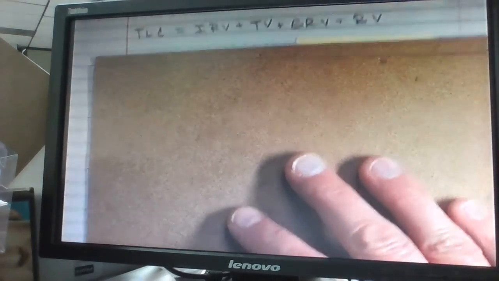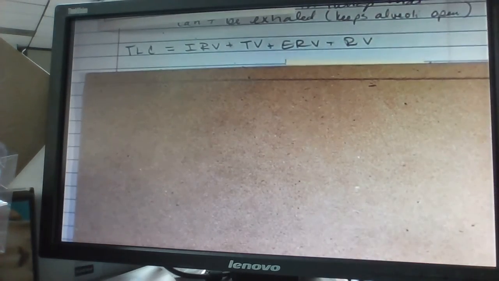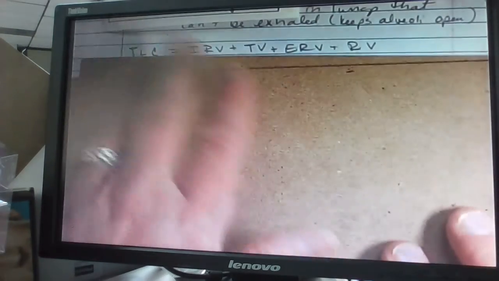Your total lung capacity, IRV, TV, ERV, respiratory reserve, all of those things in there. Oh, minute volume. Yeah.